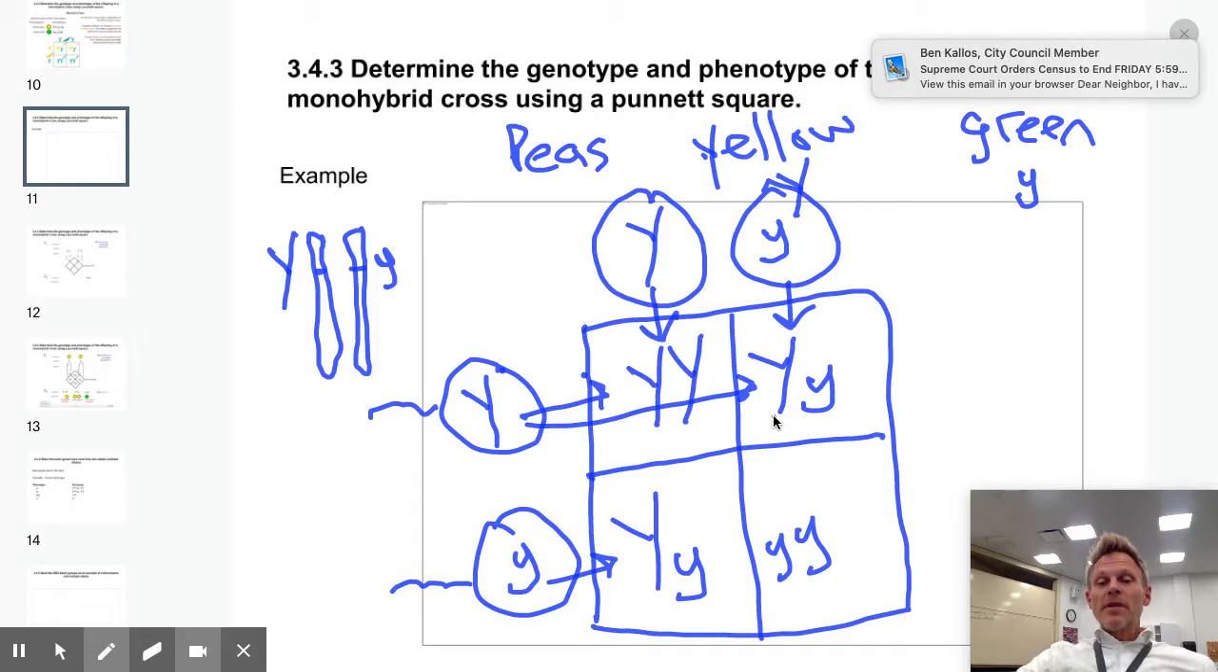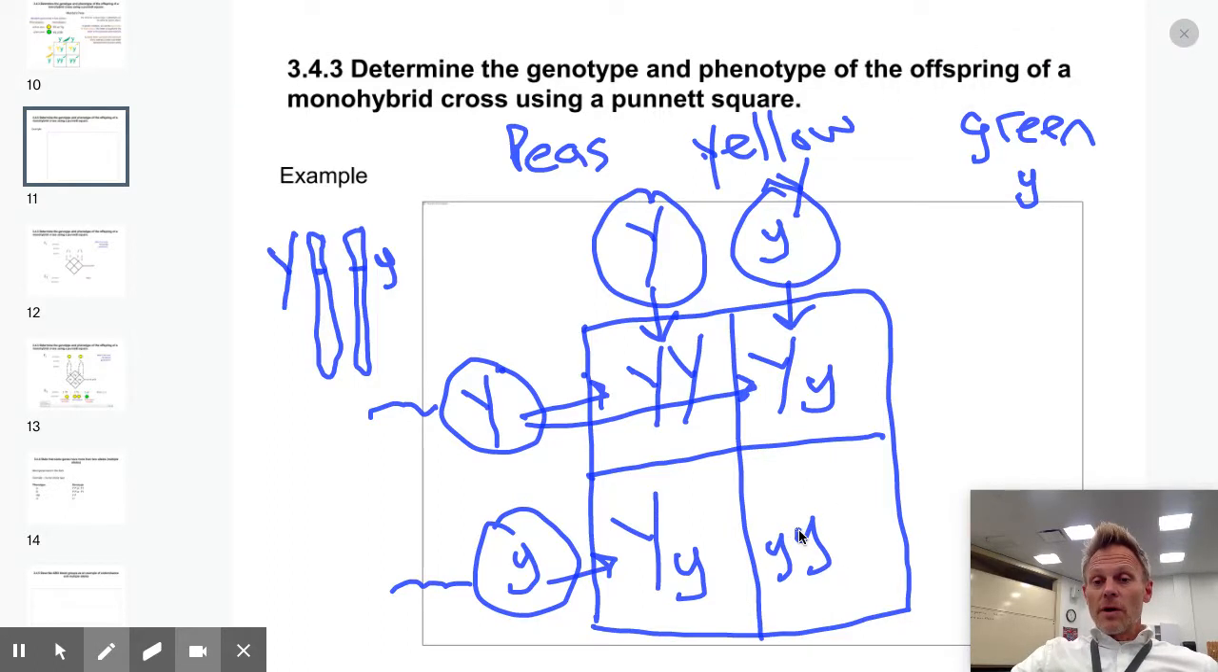So if you remember, these little y's are called recessive. The big letters are called dominant. If there is a big letter at all, that trait will be expressed. So that means the yellow, which is dominant, will be expressed. How many yellow ones are here? 1, 2, 3, right? All 3 of these peas will be yellow.